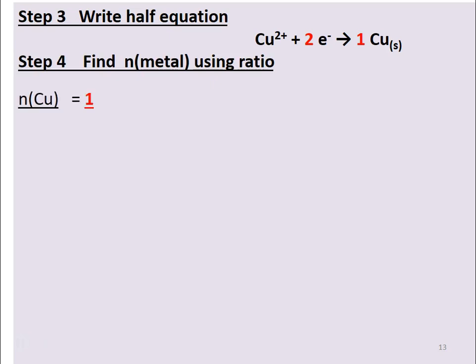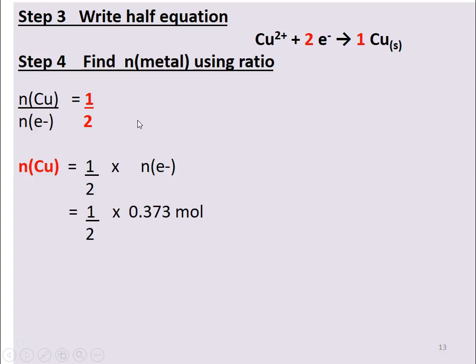So it's a 2 to 1. So you put what you want on the top, so you're trying to find your copper. You've been given your electrons. So remember, these numbers go with 2 electrons. So basically it's a half. However many electrons you've got, you're only going to make half the number of moles of copper.